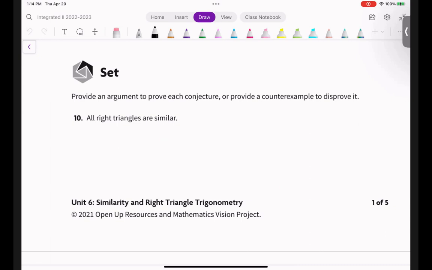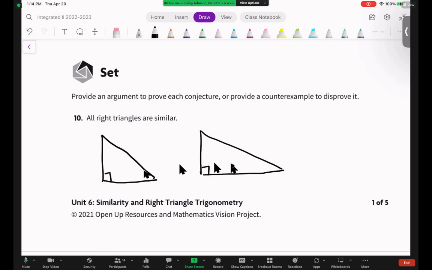And I will just counterexample it like this. So I would draw a right triangle that looks like this. And I would say, these are squiggly lines because I can't draw straight lines. So just don't judge. So these are both right triangles, right? And you guys are like, yes. And then I'd say, but they're not similar.